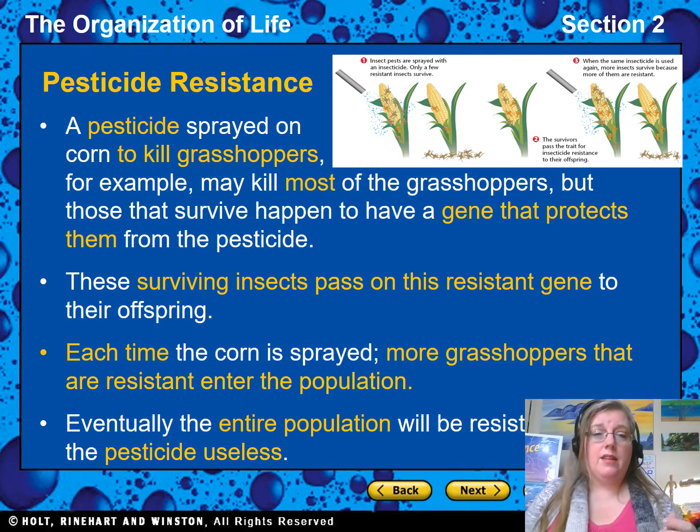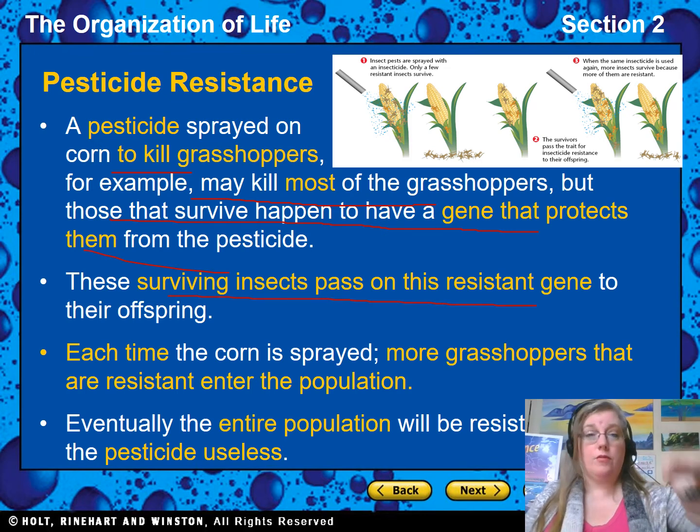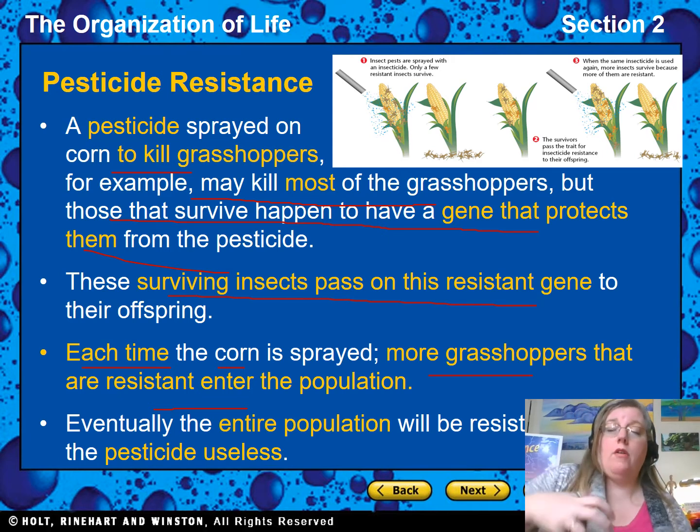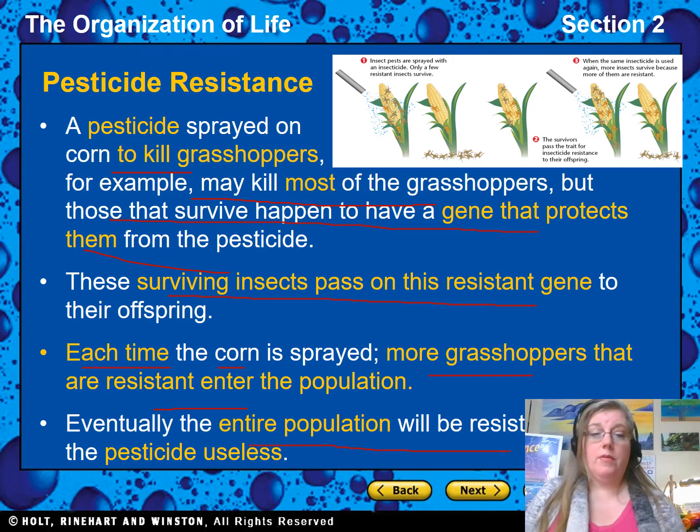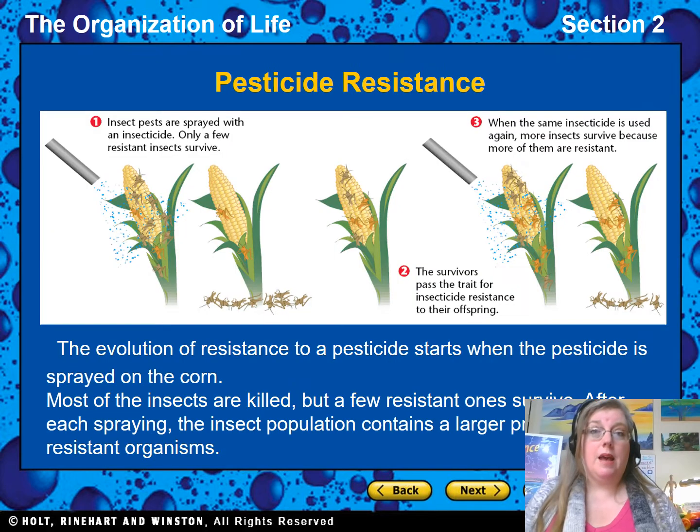Okay, so the pesticide sprayed on corn to kill the grasshoppers will kill most of them, but those that survive happen to have some sort of gene that protects them from this pesticide. These surviving insects are going to pass that gene on to their babies. So every time the corn is sprayed, more and more resistant grasshoppers enter the population. You kill the weak ones, but now you have stronger and stronger ones surviving. Eventually the entire population is going to be resistant, and that pesticide will be completely useless. It happens. It has happened.